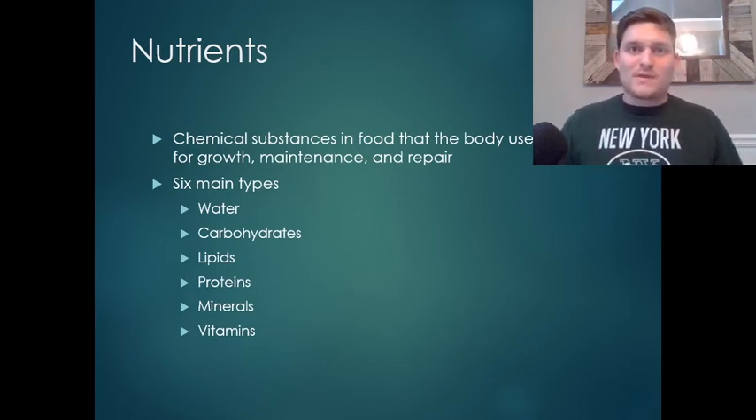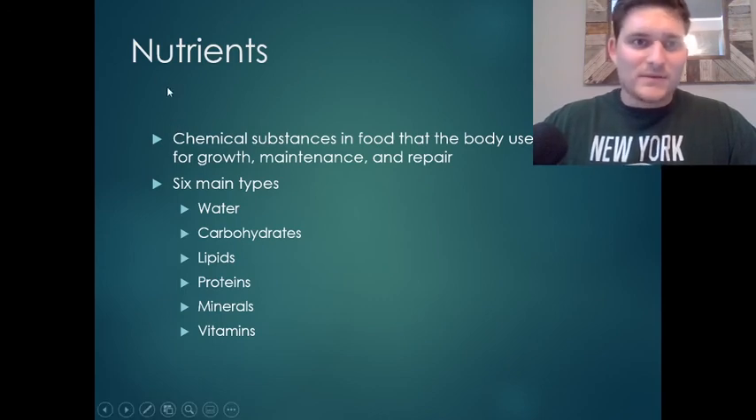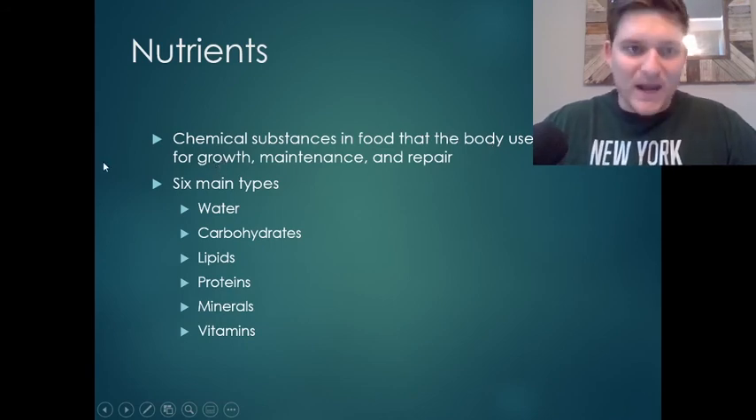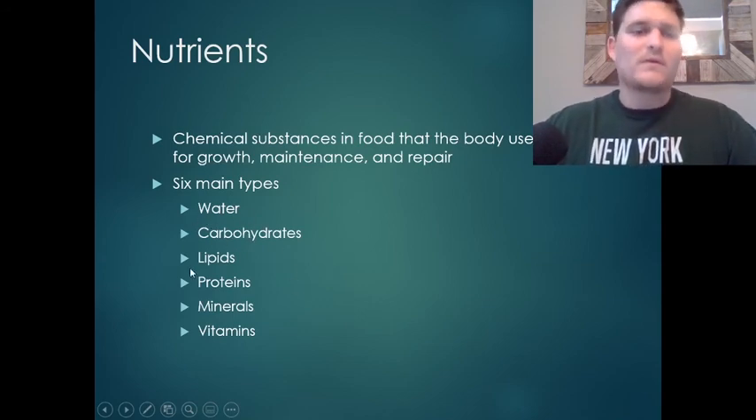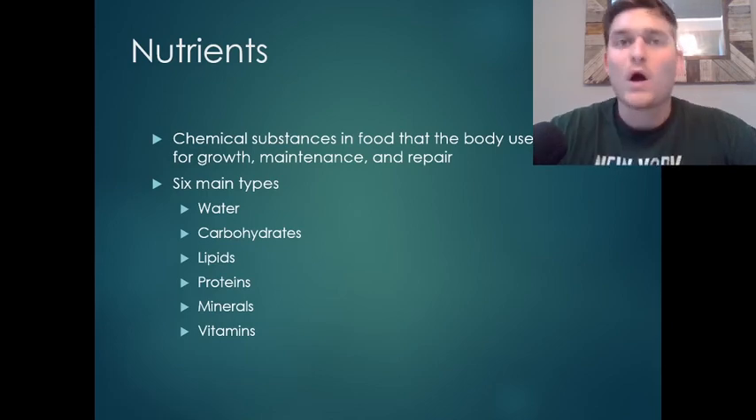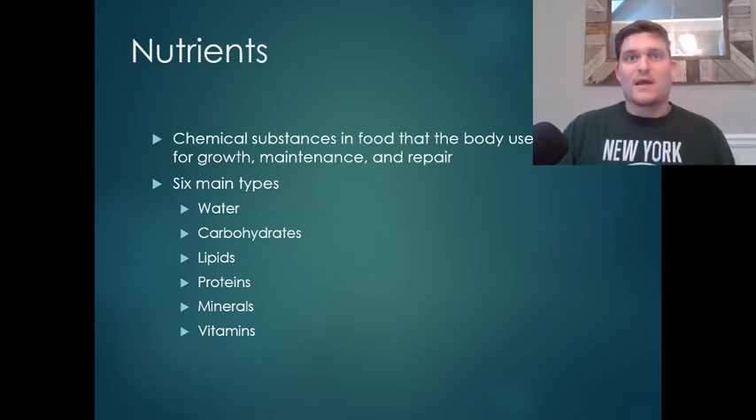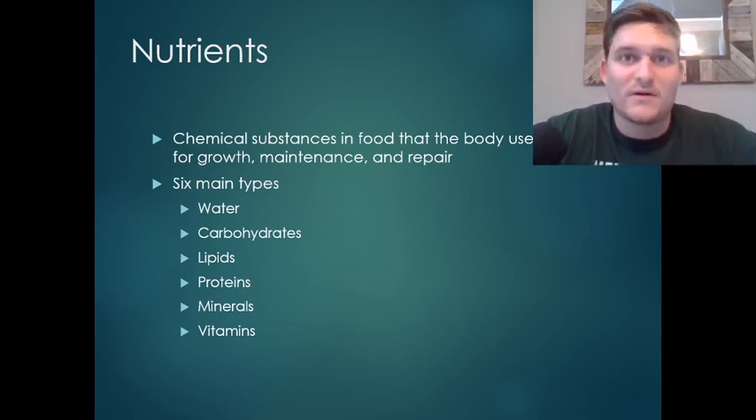But we have nutrients that we consume day to day, and we have a recommended amount of nutrients given to us by governing bodies. Nutrients are chemical substances in food that the body uses for growth, maintenance, and repair. We've talked about many of these already, but the 6 main types are water, carbohydrates, lipids, proteins, minerals, and vitamins. Water obviously is a very important element since most of our cells are made up of water, and much of our functions within our cells and in our bodies involve water.